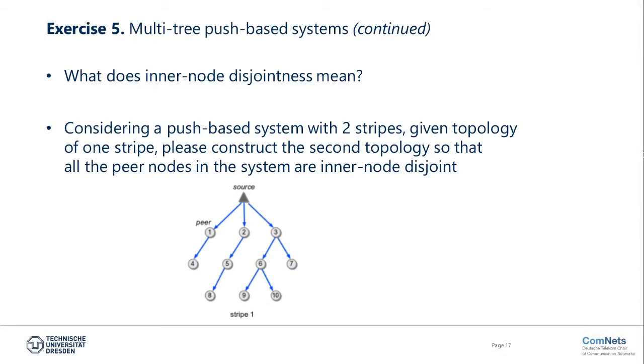Exercise number 5 continues with multiple tree push-based systems. The first question is about the inner node disjointness. What does that mean? It means that all the inner nodes in one tree are leaf nodes in all other trees. Now let's have a look at one example of the tree.